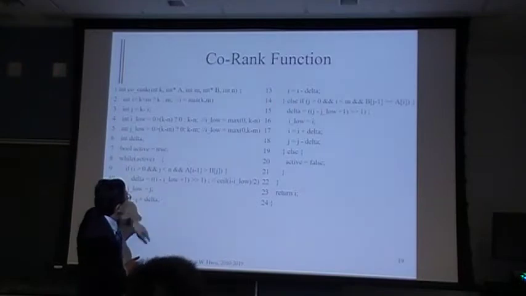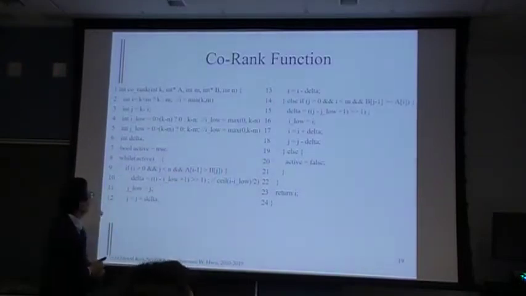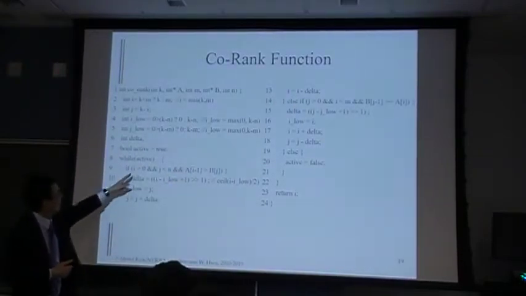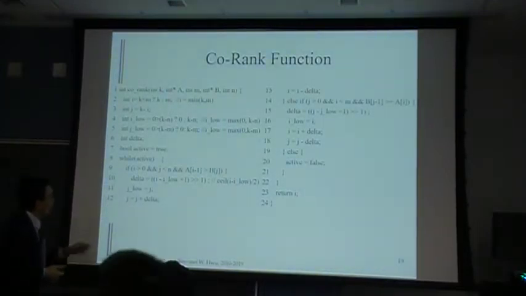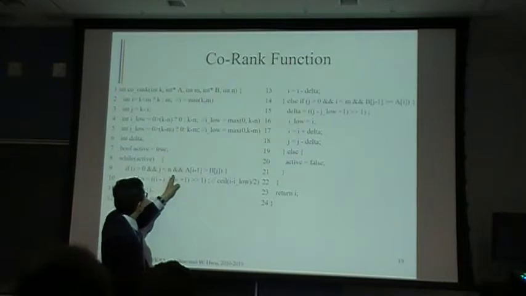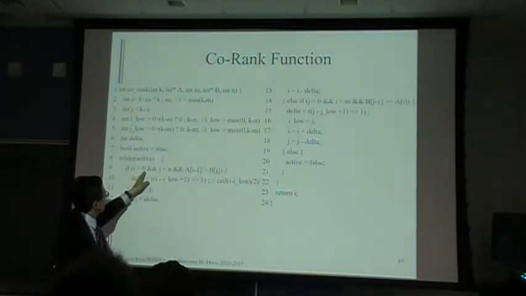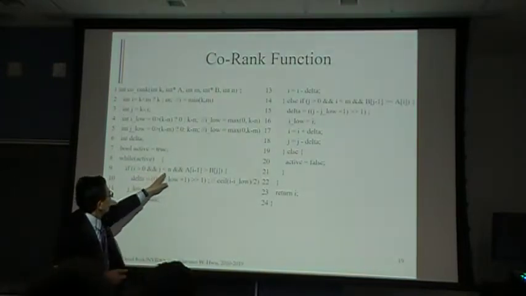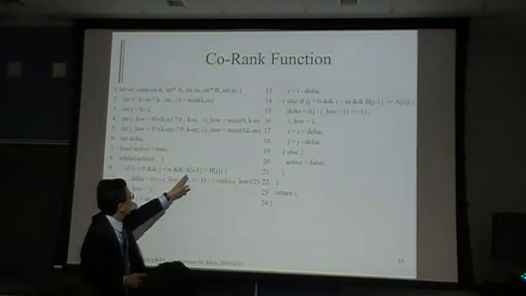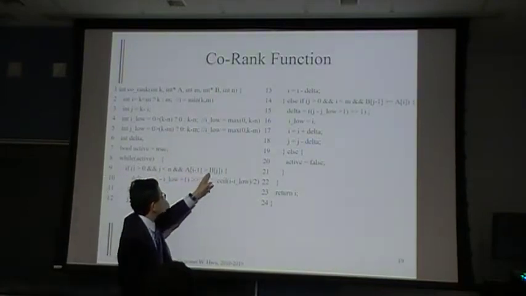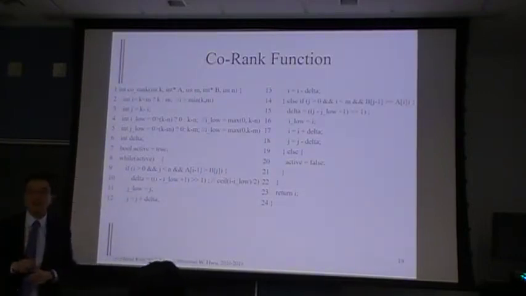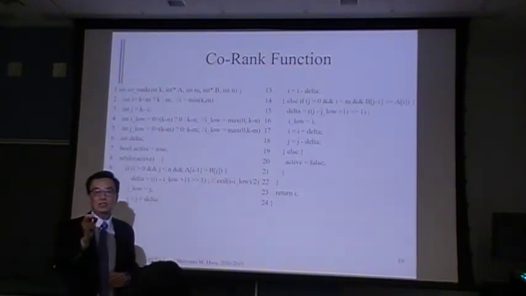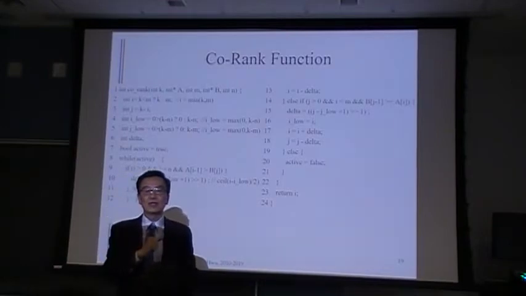So I loop until I find the answer. If I find the answer, I'm going to say I'm not active anymore. And I'm going to test if I is greater than 0 and j is less than n, and I minus 1 is greater than b j. Remember those two conditions that I'm going to need to satisfy in my final answer, right?